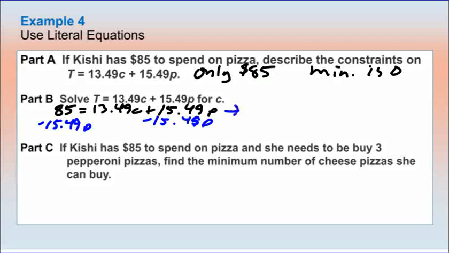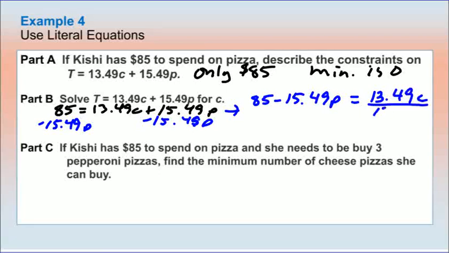So right now, this is what I have: 85 minus 15.49P equaling 13.49C. Now I just divide by 13.49, and that will give us our C.